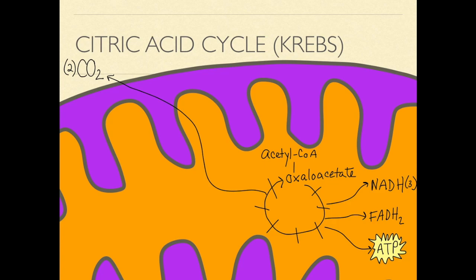The next step of the process is called the citric acid cycle. In some textbooks, they're going to refer to it as the Krebs cycle. These two terms are synonymous, they mean the same thing. But what's going to happen is those acetyl-CoAs that resulted from the transition reaction are going to combine with a molecule called oxaloacetate. Okay, so when that happens, they form a molecule called citrate. And that's about where I want to leave some of the details, okay?